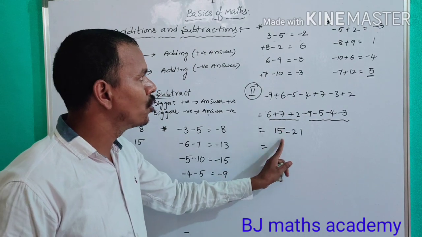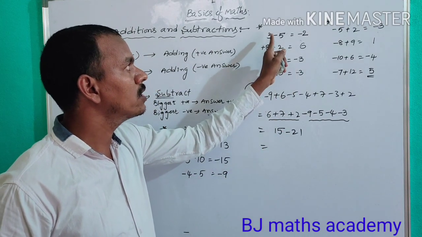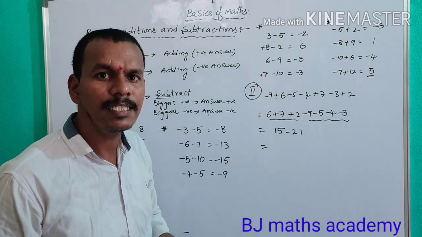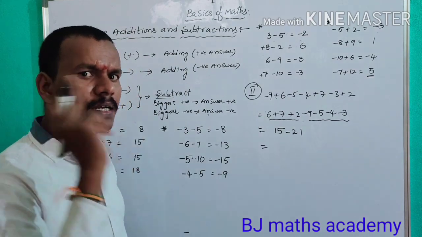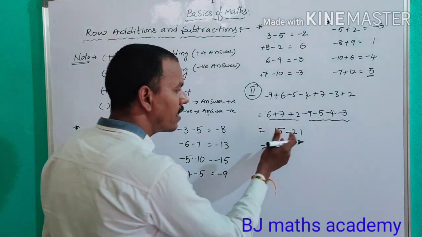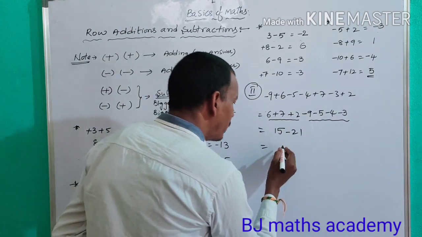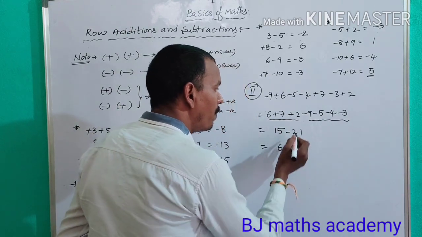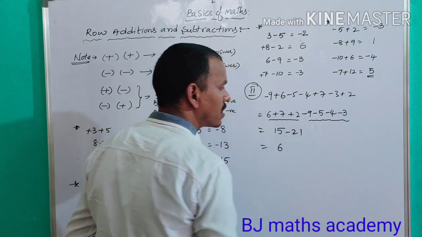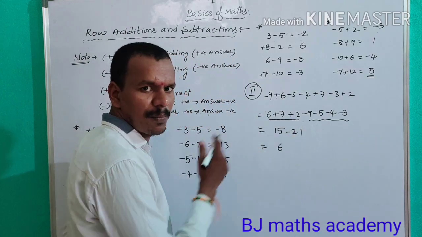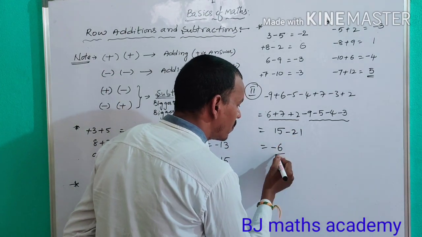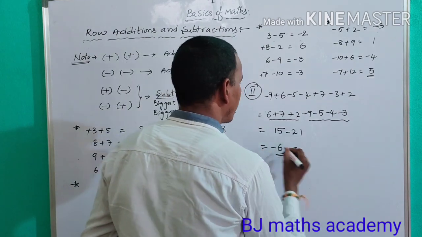Once you observe here, it is the same: one is positive, one is negative. What are we doing? Subtracting. From the biggest number, you can subtract the smallest. 21 minus 15 is 6. But the biggest number has minus. The biggest number has minus. That's why the answer becomes minus 6. It is the correct way.